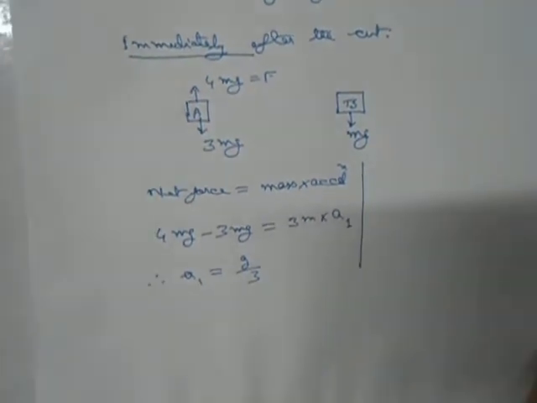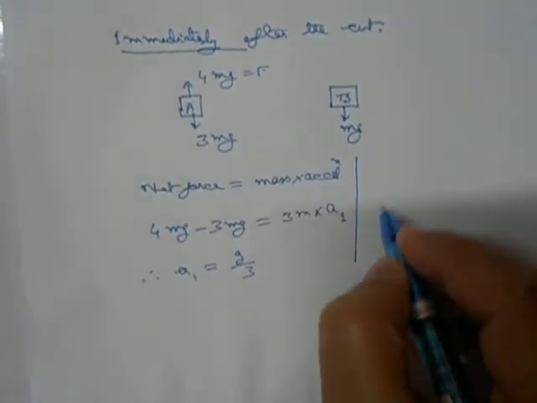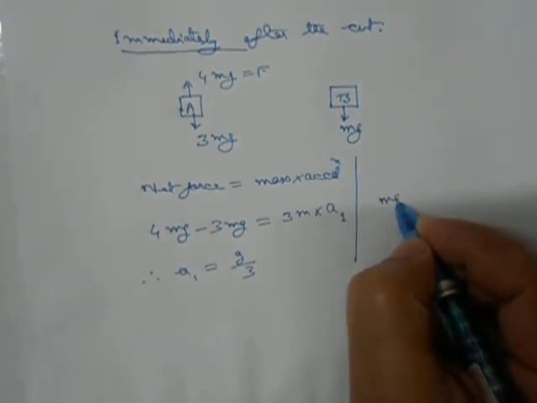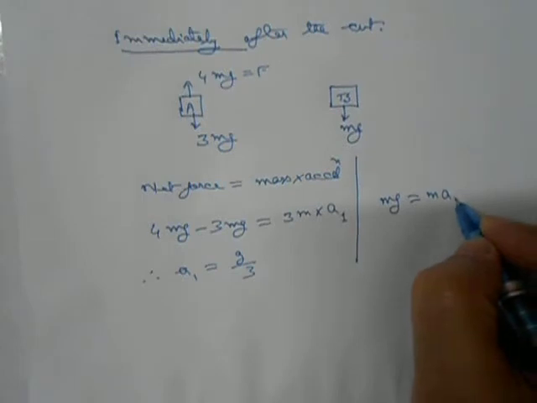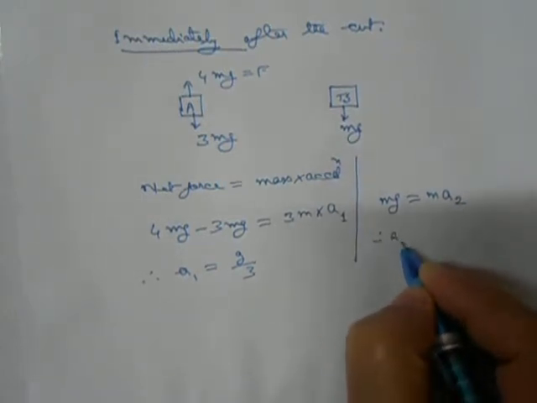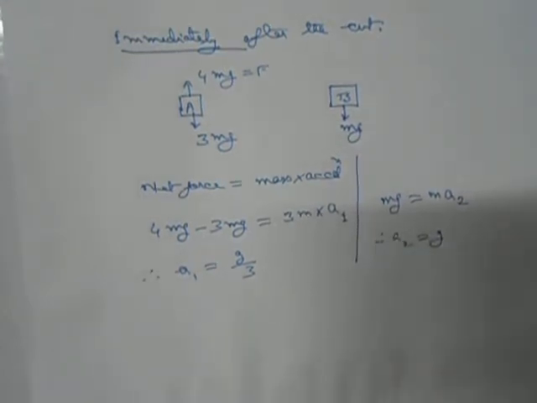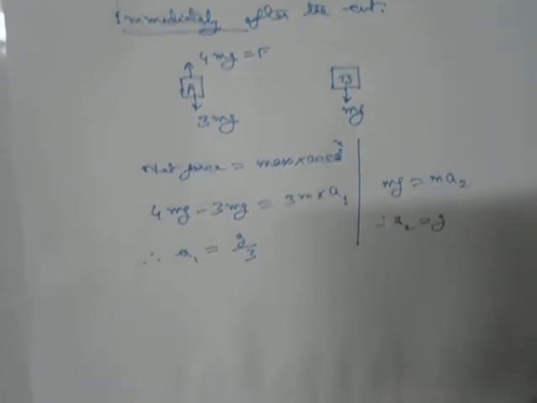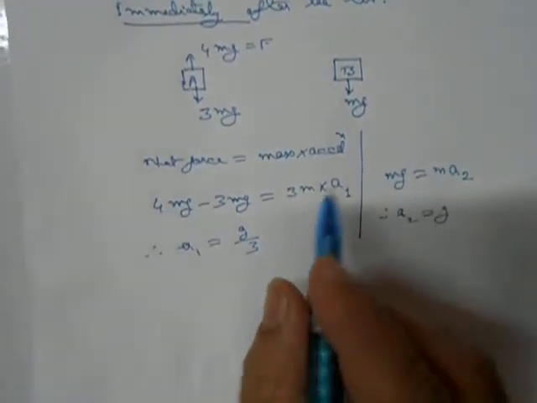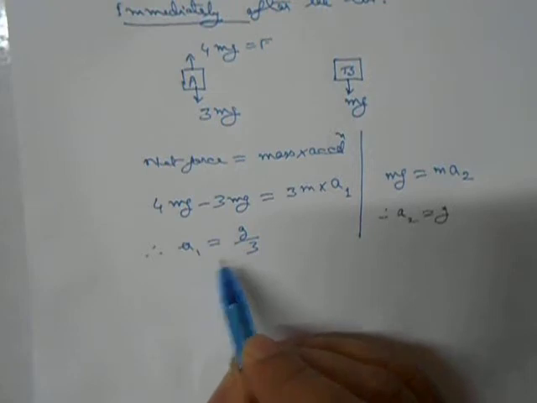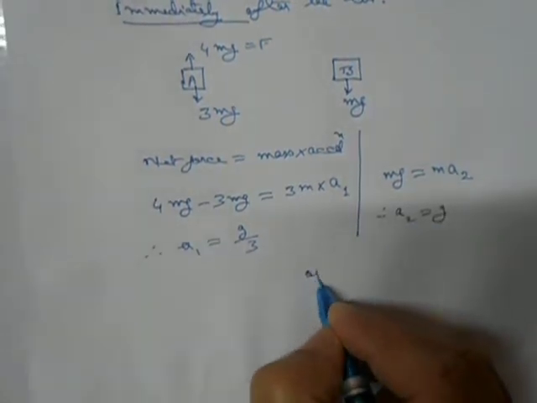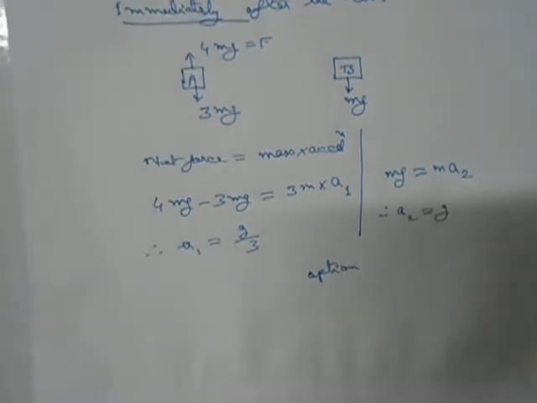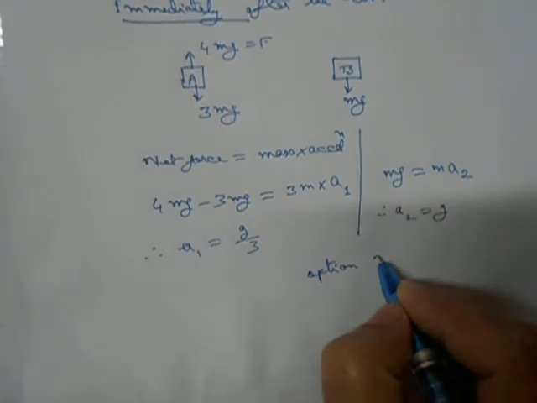For body B, the net force on it is mg, its mass is m, and say its acceleration is a2. Therefore a2 will be equal to g. That means the acceleration of body A is g by 3 and the acceleration of body B is g, which is option B, that is option 2.